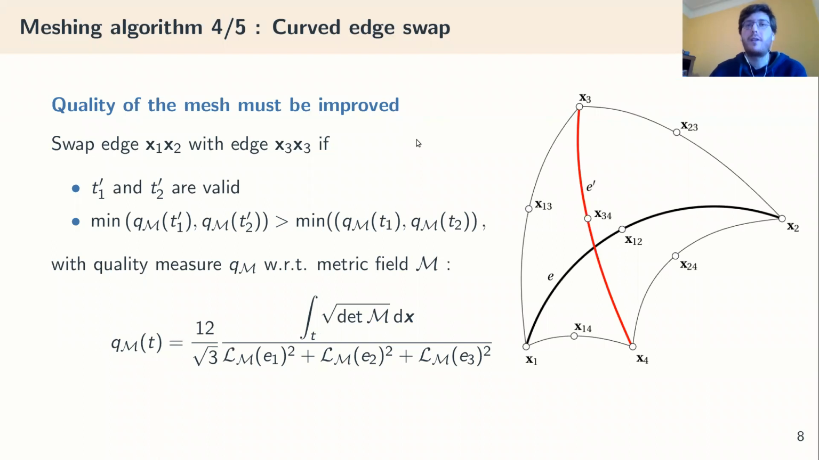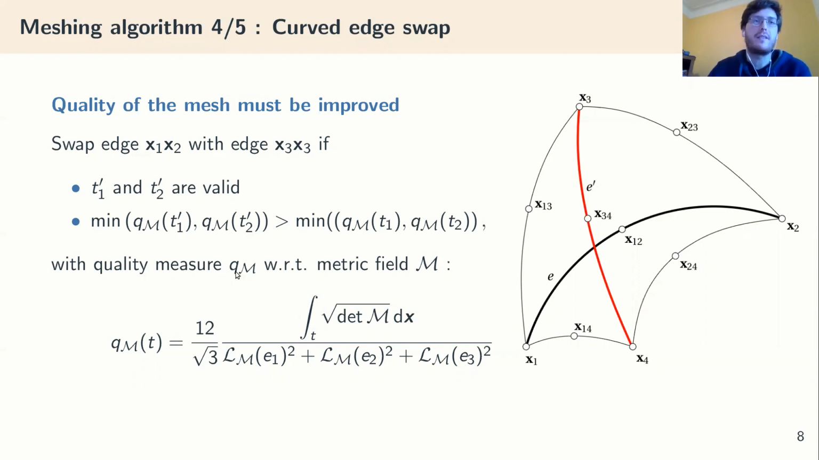Once we have curved the initial anisotropic mesh, we can do a bunch of edge swaps to improve the quality of the mesh, with 2 criteria. The edge swap must, of course, yield valid triangles, so the new triangles here and here must be valid. And the worst quality has to be better than the previous worst quality. So we make sure that we are successively improving the quality of the mesh.